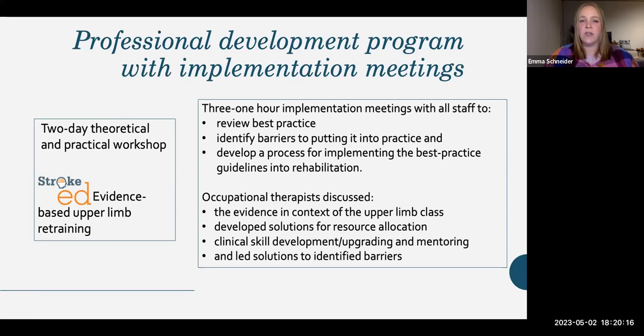So it was very mixed. In order to make sure that we were able to implement that learning into our clinical program, we also held implementation meetings with staff. We had 3 of these and they ran for an hour.